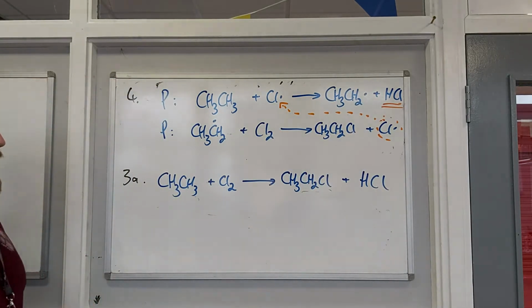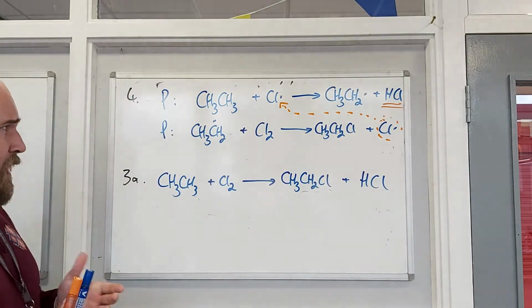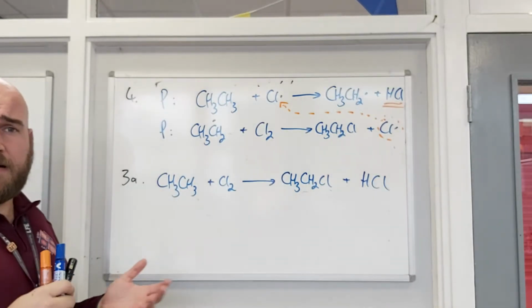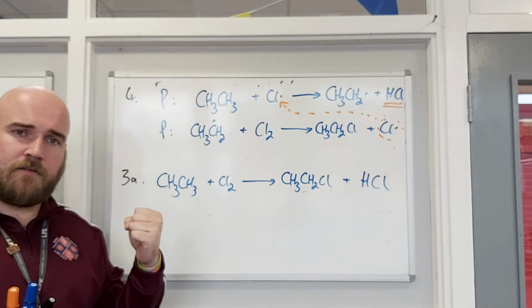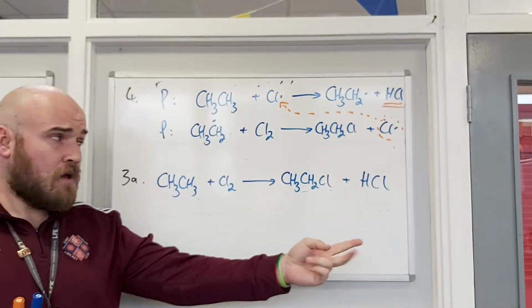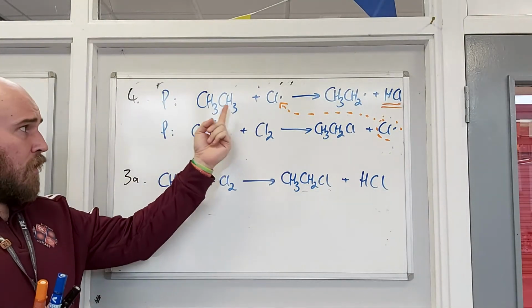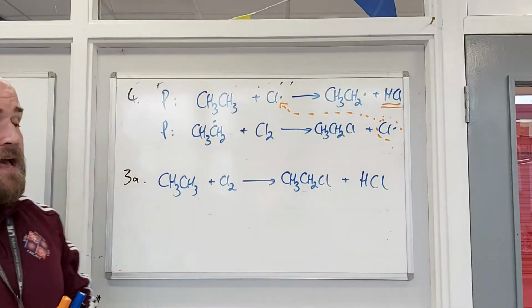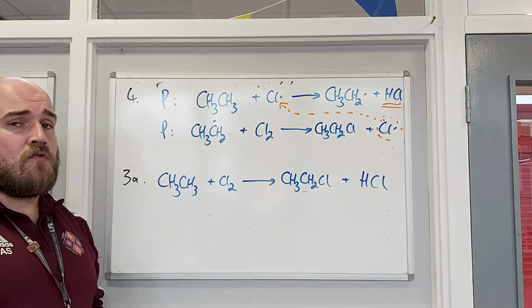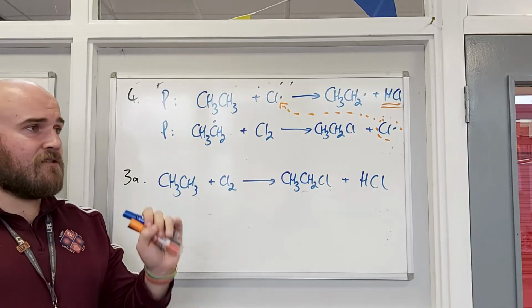So how do we know they're propagation steps? Well, number of radicals basically on either side of the equation. With the initiation step which we had earlier, 0 radicals became 2 radicals. Propagation steps, 1 radical on either side. And termination steps is when any 2 radicals combine to become 0 radicals.